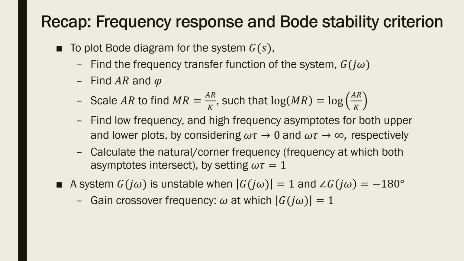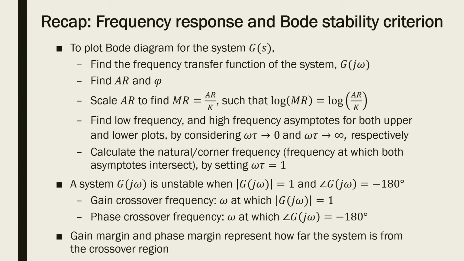The frequency at which the magnitude of G of j omega equals 1 is called the gain crossover frequency, and the frequency at which the phase of G of j omega equals minus 180 degrees is called the phase crossover frequency. Here, regard the term crossover to mean to cross over into the unstable region. The quantities gain margin and phase margin measure how far the system is from the crossover region.